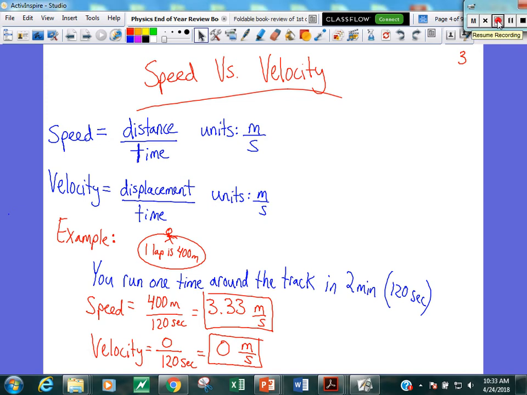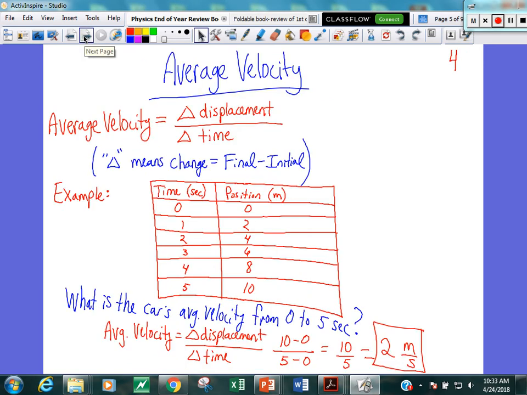All right, that's it for page 3. Let's go to page 4. I want you to title page 4 Average Velocity. I've got a definition. So again, all of this needs to fit on this page, so you need to plan accordingly. The definition for average velocity is change in displacement divided by change in time.